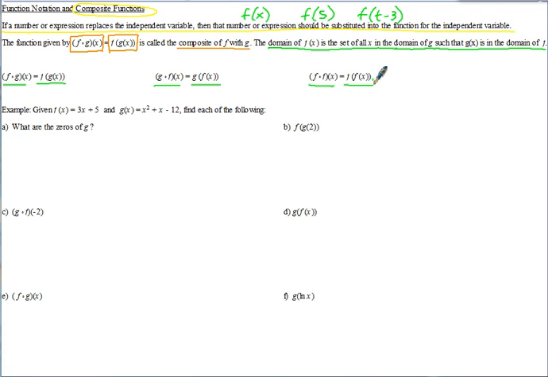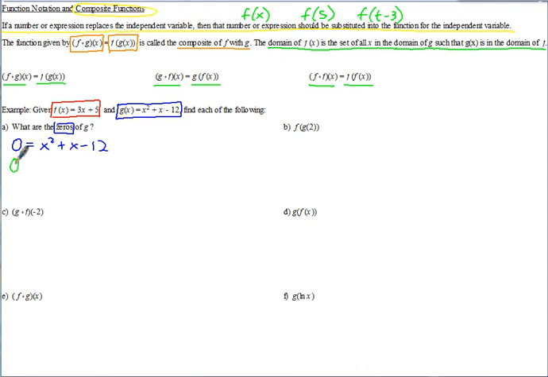So let's look at some examples now. Given a couple of particular functions, f of x equals 3x plus 5, and g of x equals x squared plus x minus 12, we're going to find each of these based on those two functions. The first one goes back to what we just did: find the zeros of g. So here's g, and we set it equal to 0. G of x equals 0, and solve this for x.